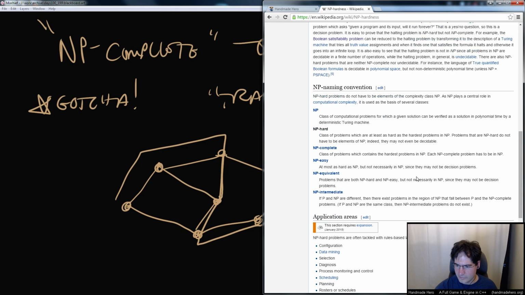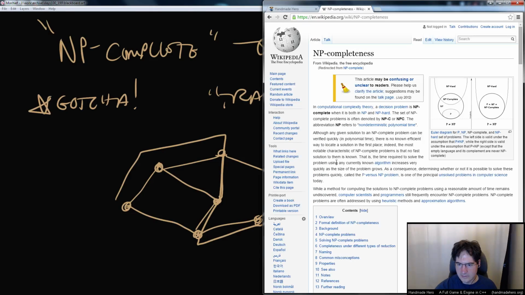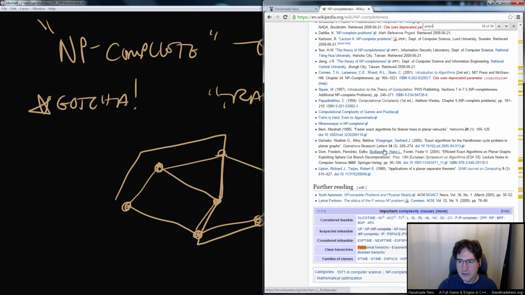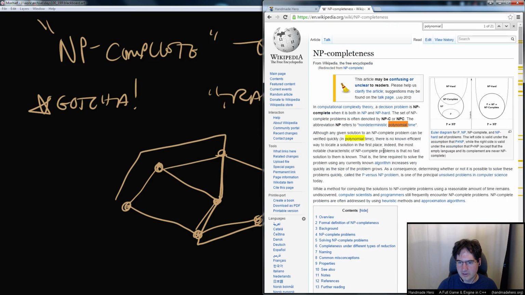Let's see, NP-equivalent. You can see why this is annoying. Polynomial. I don't know why I'm checking this, because I said that someone in mathematician. Yeah, okay. So any NP-complete problem can be verified quickly in polynomial time. So that part is correct. I have not made a heinous misstep there.